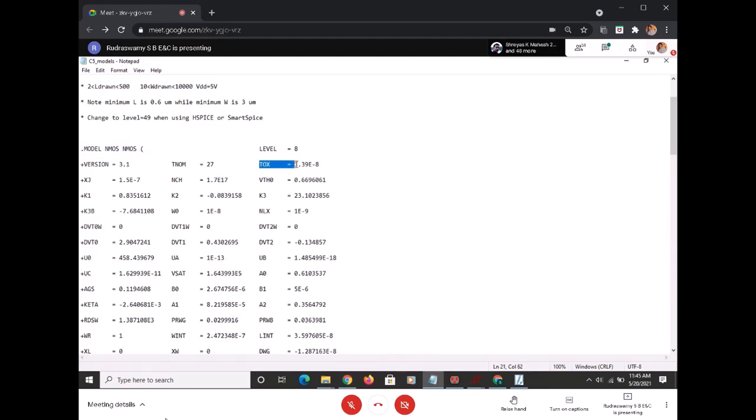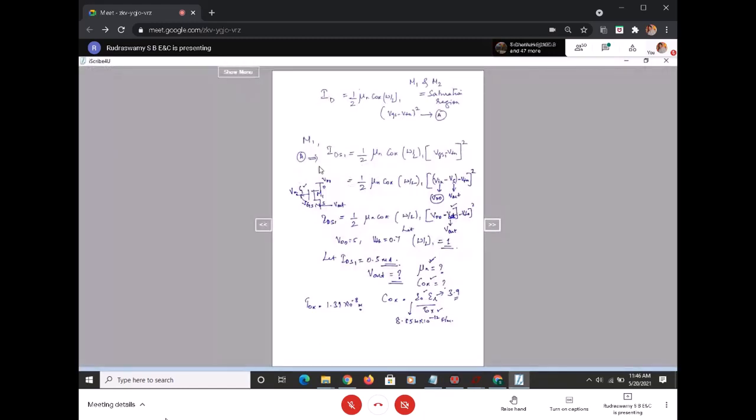Can you see this oxide thickness, Tox? Yes or no? And how much is that? It is 1.39 into 10 to the power of minus 8 meters. Oxide thickness, right? In terms of meters. I've written it here, so I'm ensuring that my oxide thickness is taken here.